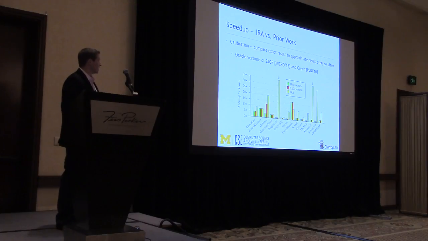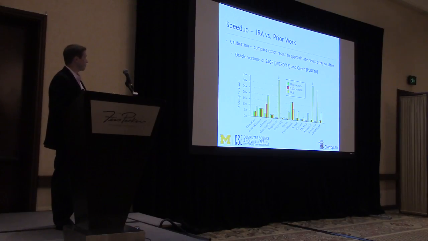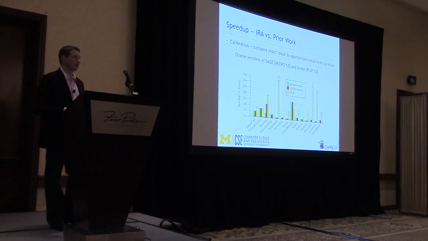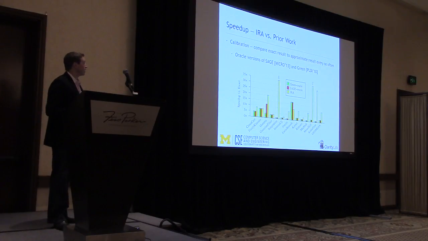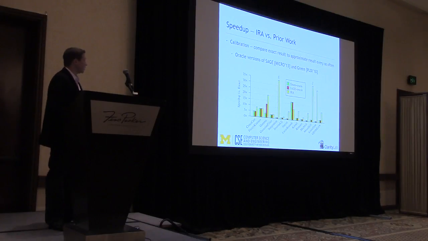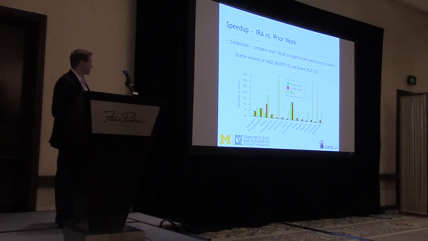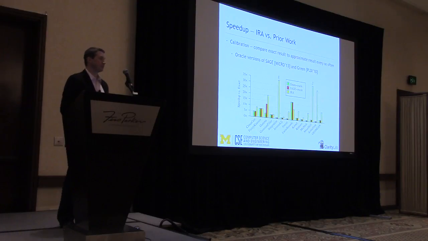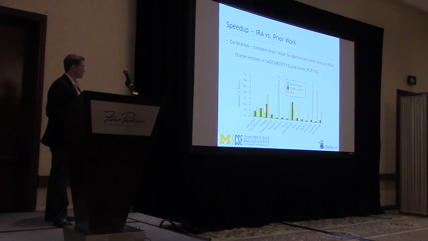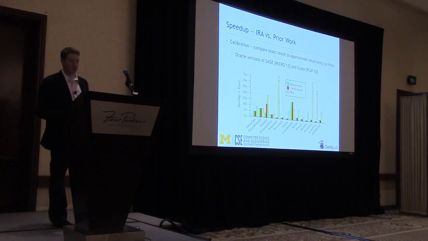The specific comparison that I'm making here is against Oracle versions of a system called Sage, which was published at Micro 2013, and Green, which was published at PLDI 2010. The graph I'm showing here has each of the applications along the x-axis, and the height of the bar represents the speed up that's achieved running the approximate application with IRA versus exact execution. So higher bars are better here.